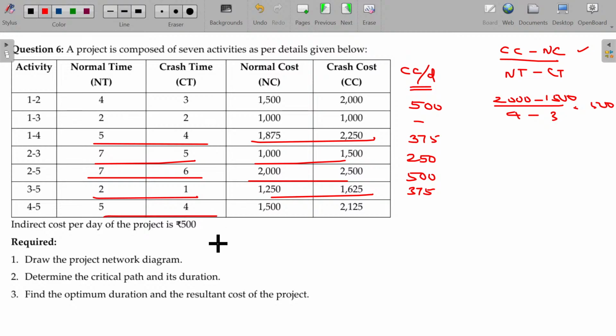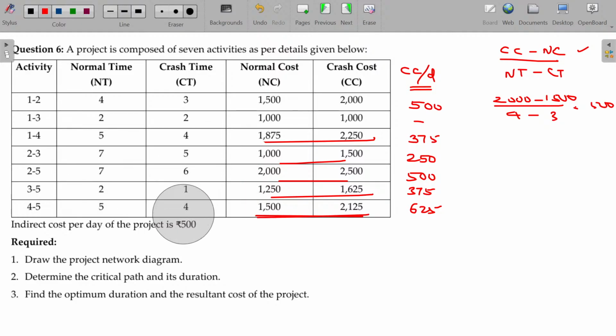Yeah, here we can reduce 1 day, and what about the ultimate cost? 1500, 2125, 625. So now you calculate all the things as usual. Then now my question is, can we reduce the time consumption as per our estimation?